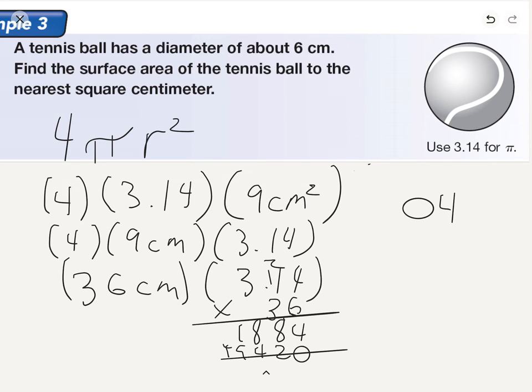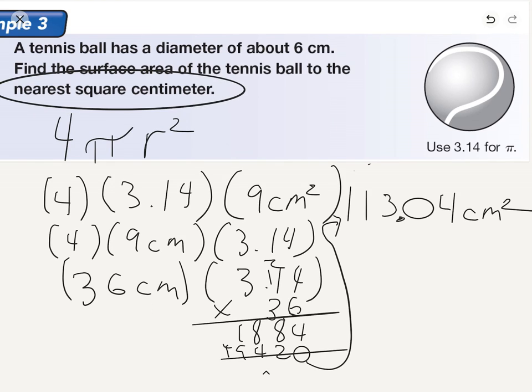And then you'll get 4, 0, 3. I'll just put it there, and then of course since there are 2 digits behind there, I would put my decimal there, but round it to the nearest centimeter, right? So I can just cross that off.